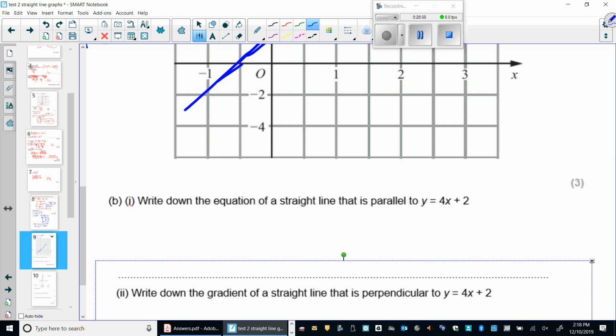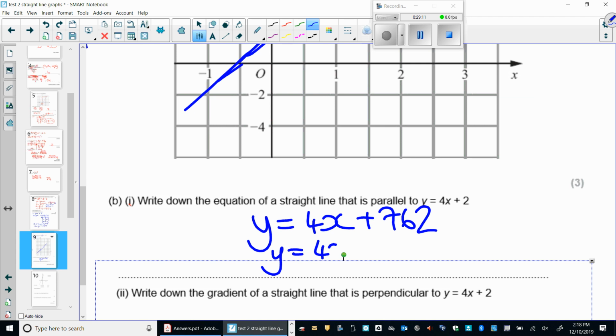Write down the equation of a straight line that is parallel to that. If it's parallel to it, what do we know about it? It has the same gradient. So you can write y equals 4x, just that if you want. You can write y equals 4x plus 762. You can write y equals 4x minus 357. You can write anything here. You cannot write plus 2, because that is the same equation. It's not one that's parallel to it. It sits on top of it, so it's not parallel. Anything parallel would have the value of 4 in front of the x.